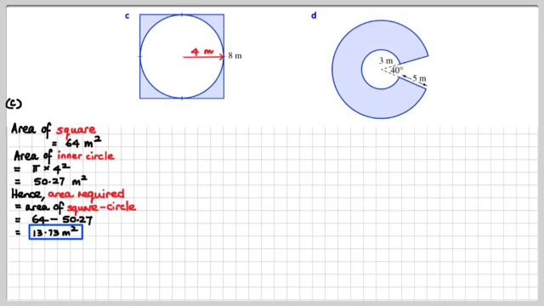Now, I want you to pause the video now and have a go at number D, because it's a particularly confusing looking shape, isn't it? So you pause the video now and come back when you're ready. Okay, you're back? All right. Well, there are a couple of ways of doing this, but I'll show you the way that I eventually worked out, which is probably the most efficient way, I think.